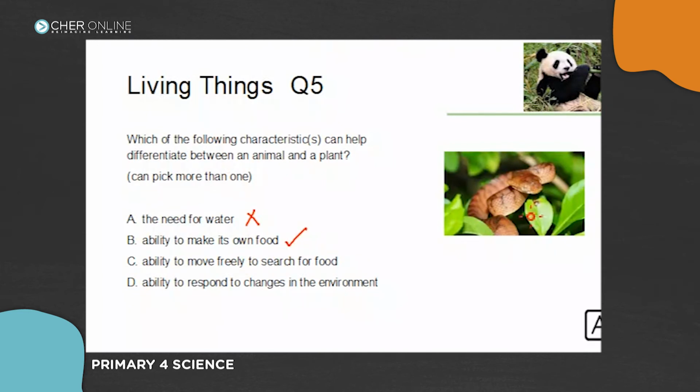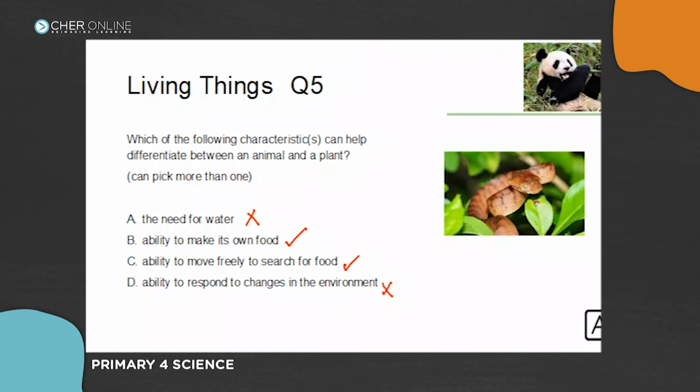Ability to move freely to search for food. Yes, plants cannot move freely, but animals can. Ability to respond to changes. This is not, because both plants and animals can respond to changes. Remember just now, the plant will grow towards the hole where the light is.